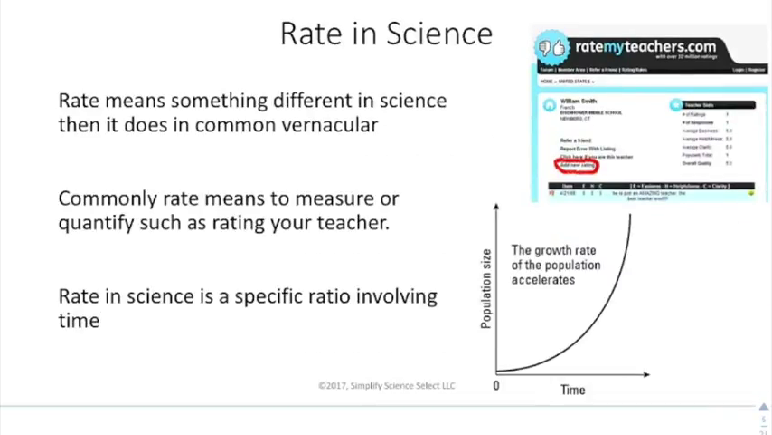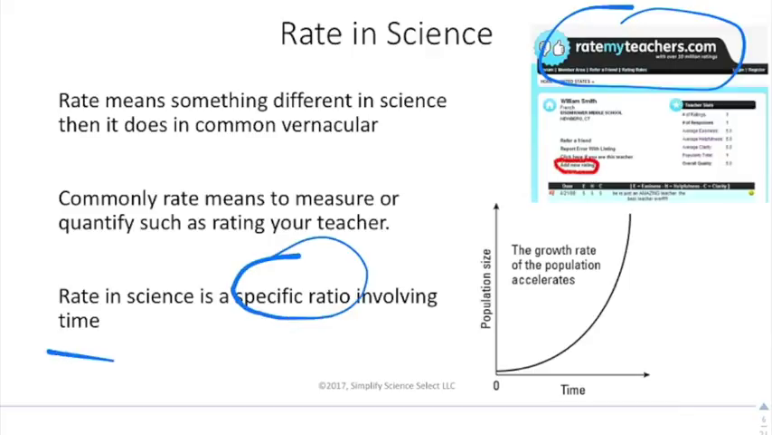So, rates in science. The rate does not mean the same thing in science as it does in common vernacular. You have the whole idea of rate by teacher, which is you saying from 1 to 10 whether or not your teacher is a good teacher or a bad teacher. But when we talk about rates in science, we're talking specifically about measuring a value as its relation to time. So it's a specific ratio involving time.